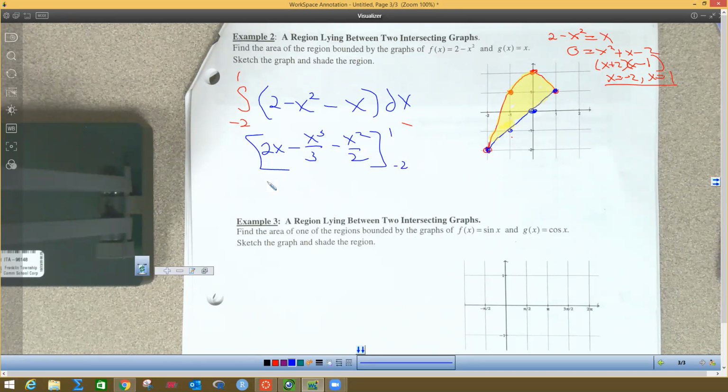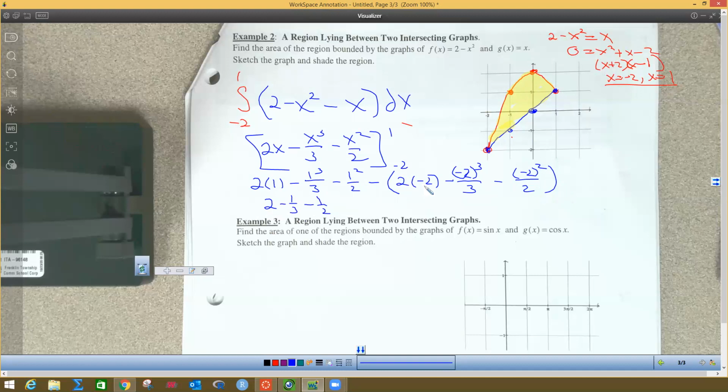So we plug in the 1 first. So this is 2 times 1 minus 1 cubed over 3 minus 1 squared over 2 minus, and I got to put a parenthesis here because I got to distribute this minus the lower bound. So 2 times negative 2 minus negative 2 to the third power over 3 minus negative 2 squared over 2, like that. And that would be fine for your answer in this class, but we're going to go ahead and simplify it. So this is 2 minus 1/3 minus 1/2.